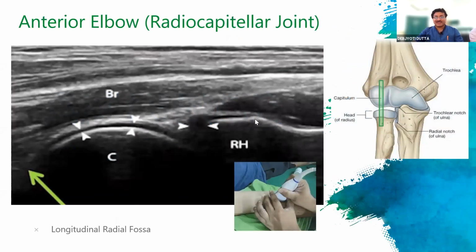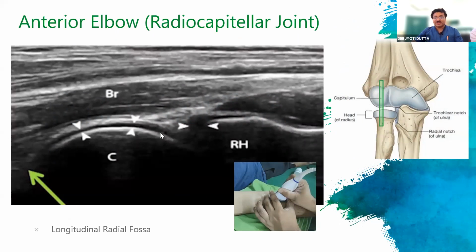Okay, so this is the radial head. So first, see how the structure looks. Okay, here is the position of the probe. Here is how I have held the probe, and here you can see the capitulum. Then you are able to see the radial head. Then you are able to see the brachialis muscle passing over it. And here you can see the smooth surface of the cartilage.